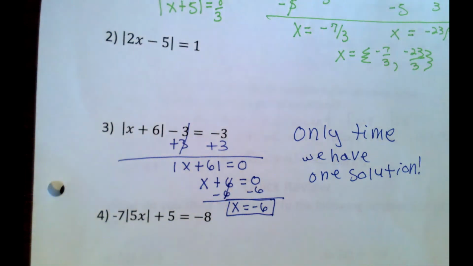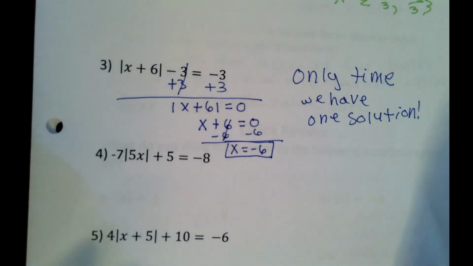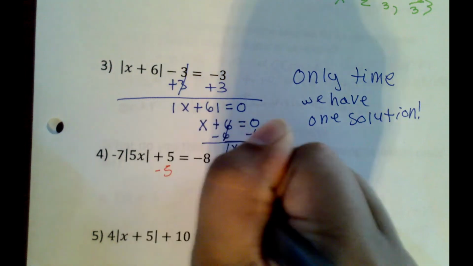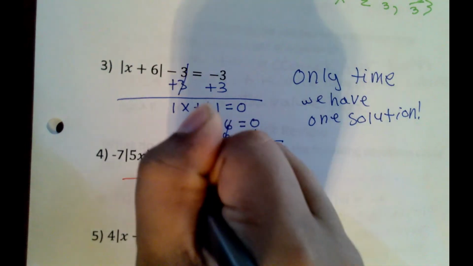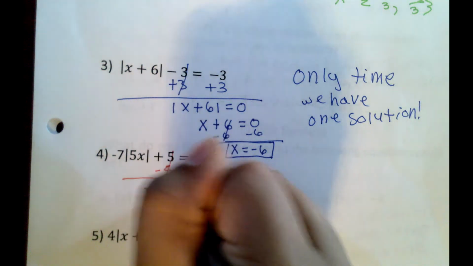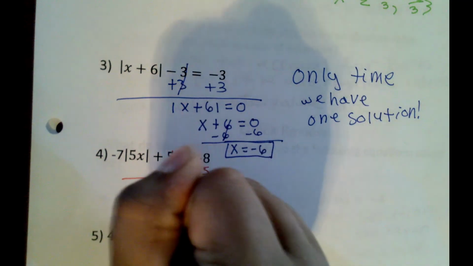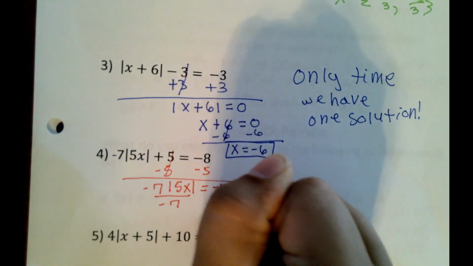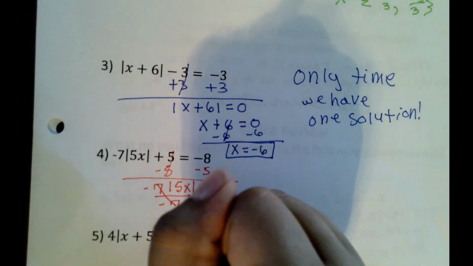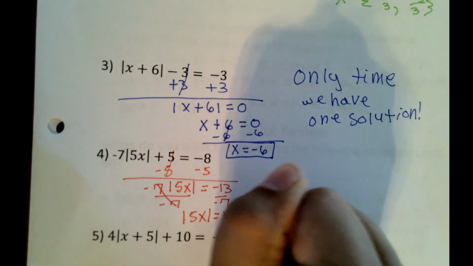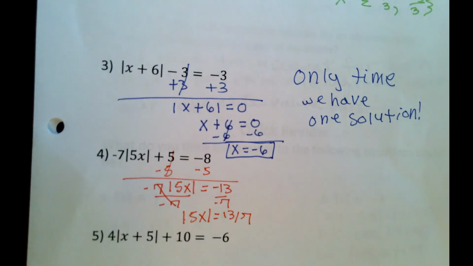I would also like to work out number 4 and number 6 with you. So let's look at number 4. For number 4, we're going to subtract 5 on each side. That's going to leave us with a negative 7. 5x equals a negative 13. Then we're going to divide by negative 7. That's going to leave us with 5x equals 13 over 7. It turns positive because we have 2 negatives there.